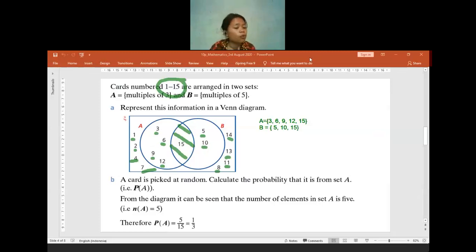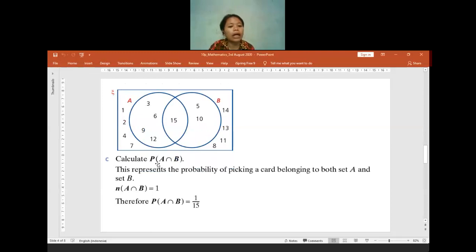No? For sure? Okay, if you are not confused, I will continue to question C. For question C, calculate the probability of A intersection B. Intersection means we take the one that is common in set A and also set B. The number that is common in set A and set B is number 15, because it is only one number, so it means 1 out of 15.